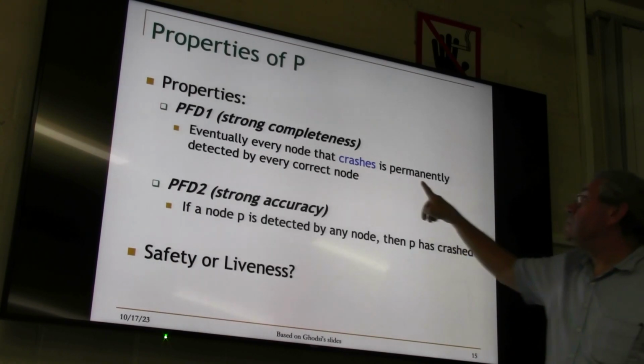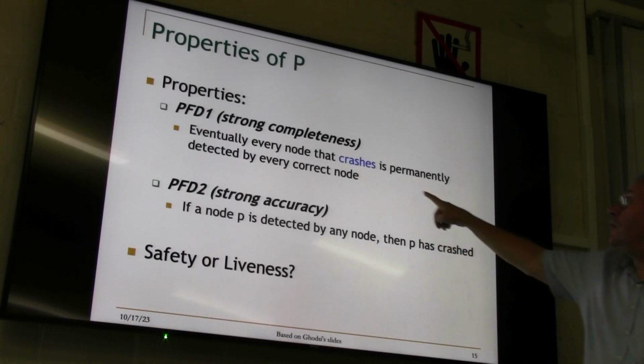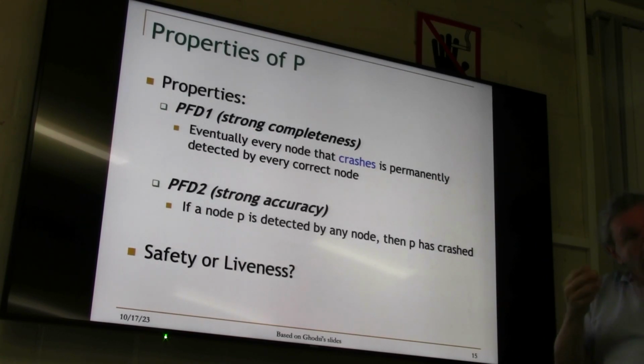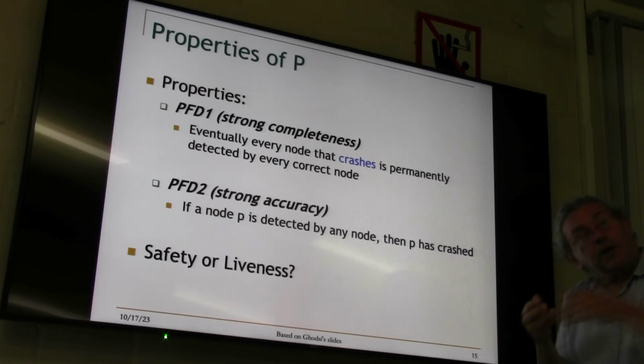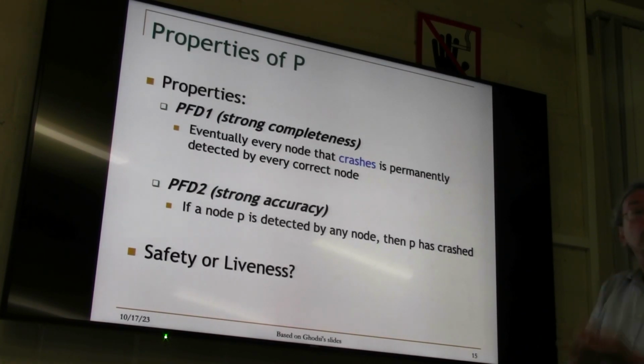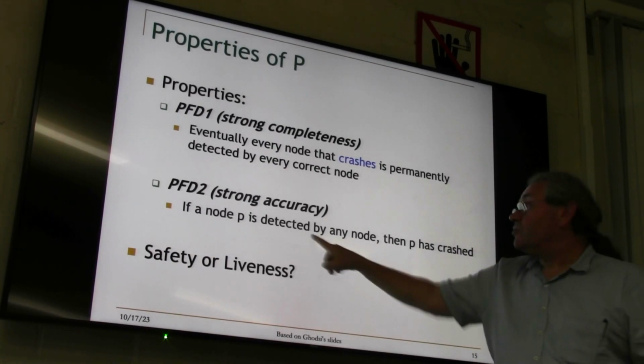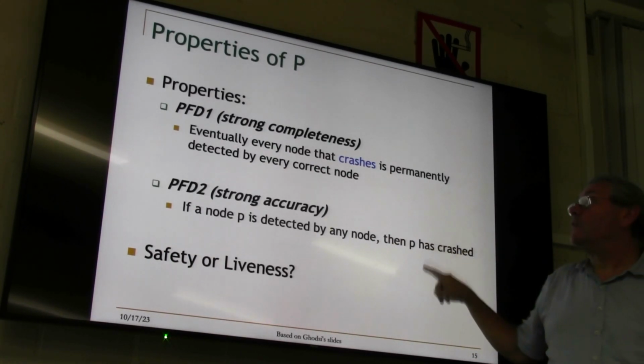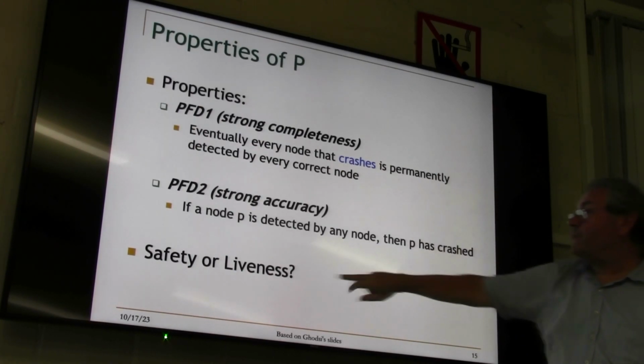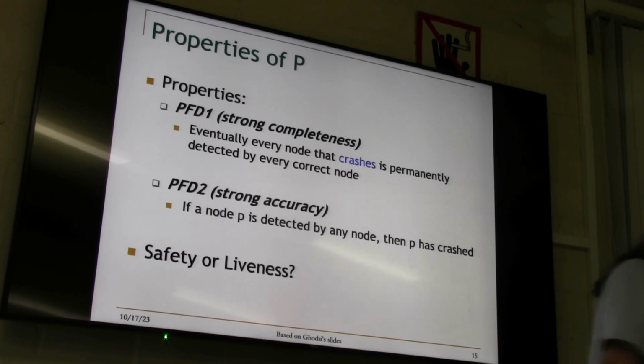Eventually, every node that crashes is permanently detected by every correct node. That means if a node crashes, I will see that, but not instantaneously. A little bit later, because of course it takes some time, I will see that, but I will always see it. And if I think a node has crashed, then it has truly crashed. No mistake. So again, these are safety and liveness. It's up to you, as an exercise, to tell me which one is safety and which one is liveness. But unfortunately, the next slide is the answer.